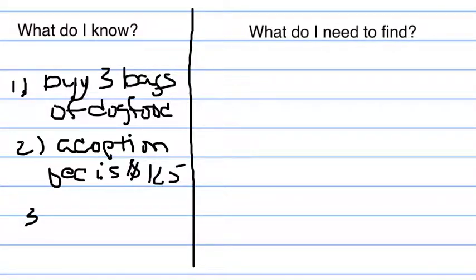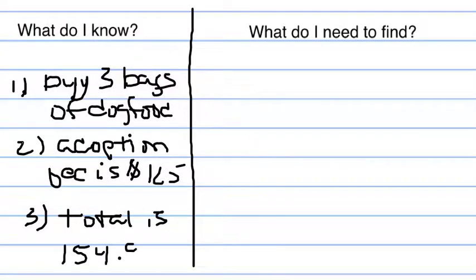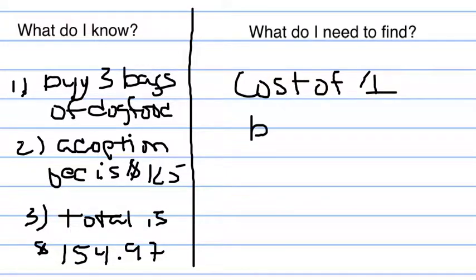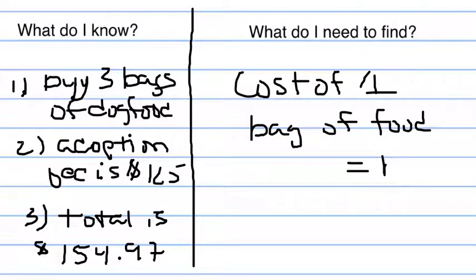And what's the third thing we know? The total cost is $154.97. So what is the question actually asking to find? They want us to find the cost of 1 bag of food. And they have already given us the variable, and they have said that that's going to equal b.